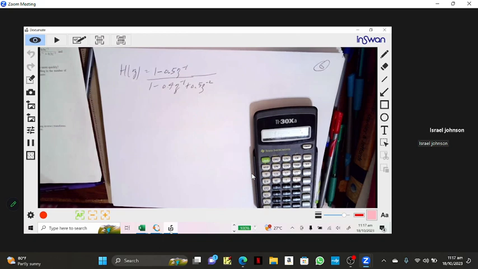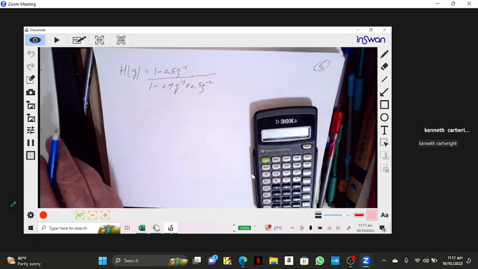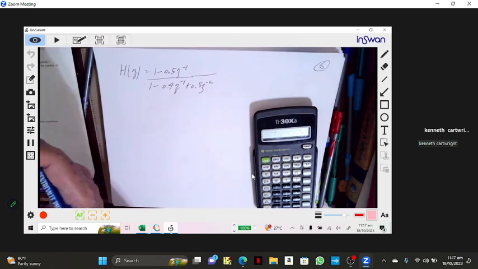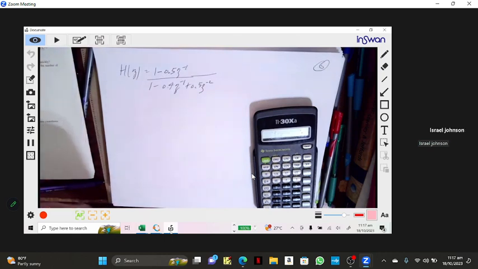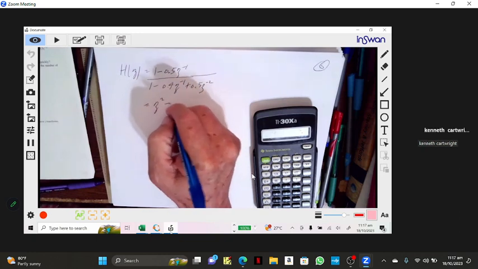Do you still have to turn it to strictly proper, or you don't have to do it anymore? You have to put it in standard form. I don't know why we have any doubt about this. Yeah, you just multiply the top and bottom by z squared.